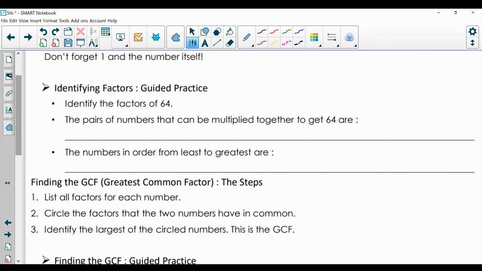yeah. So the first method y'all are used to is the listing method of the factors, okay? Listing all the numbers that multiply together to give you that particular number. Here we're going to be doing factors of 64, okay? When we do factor lists, and remember if I write it, you write it, you always start with 1 and itself.